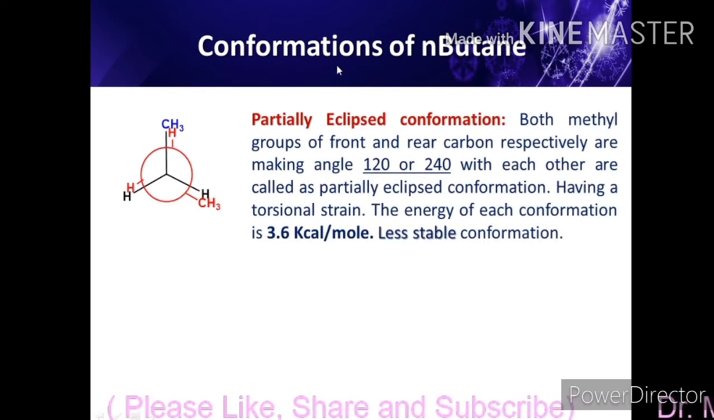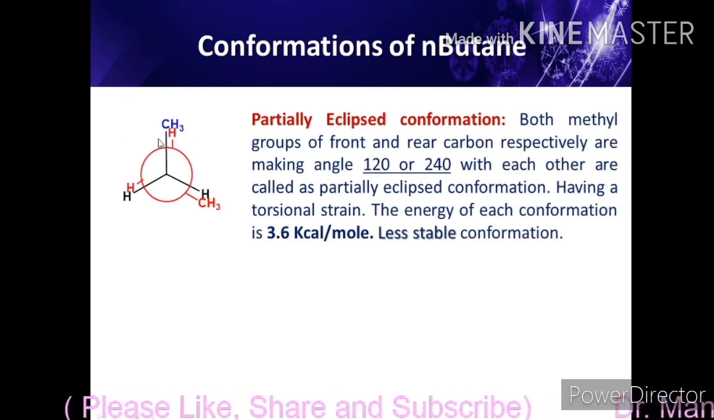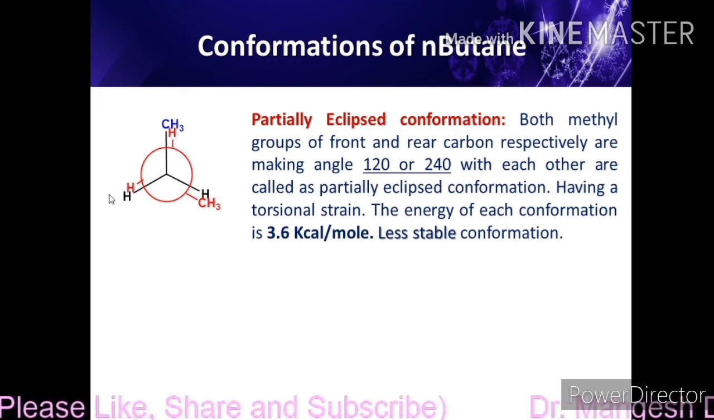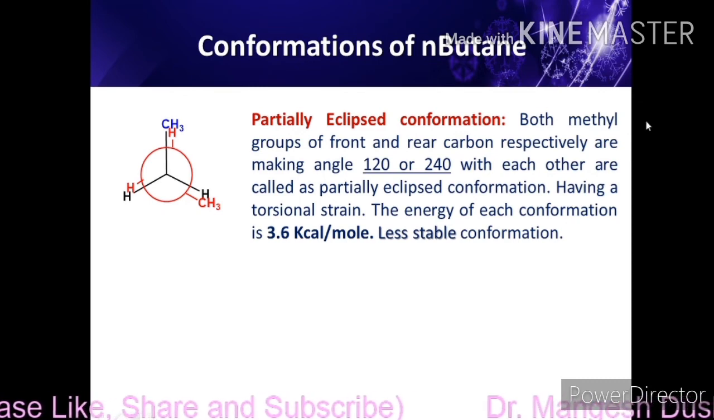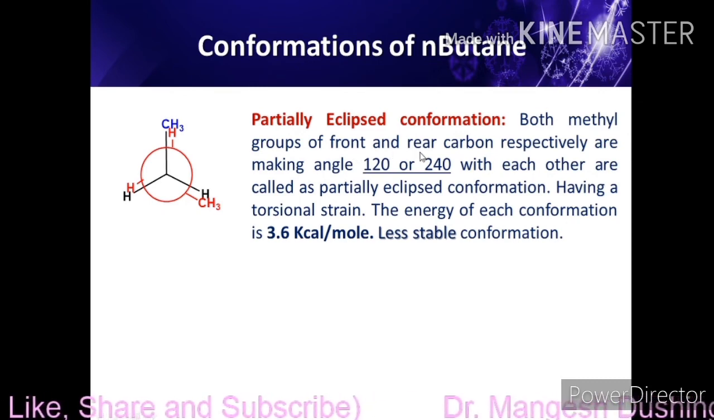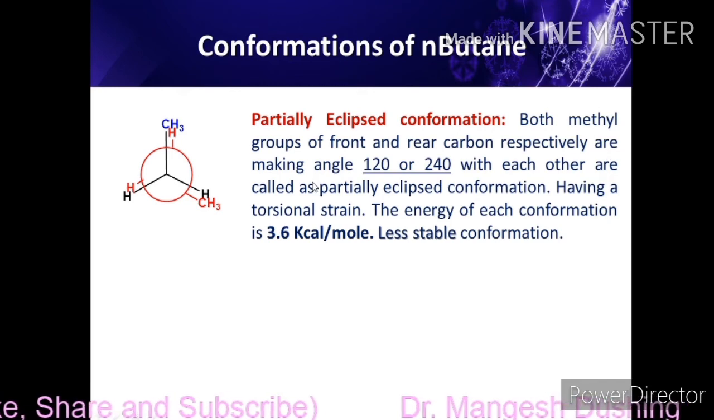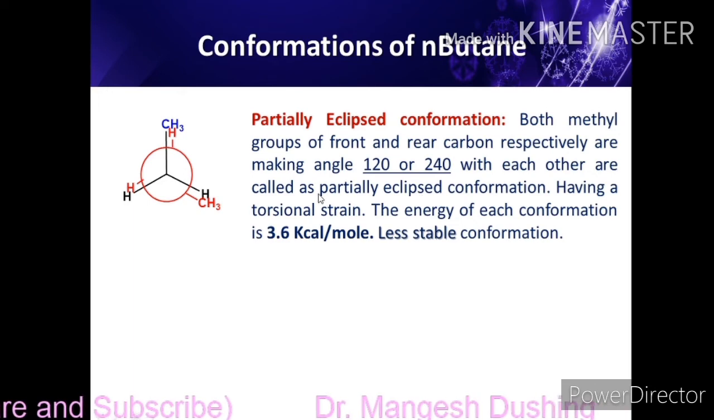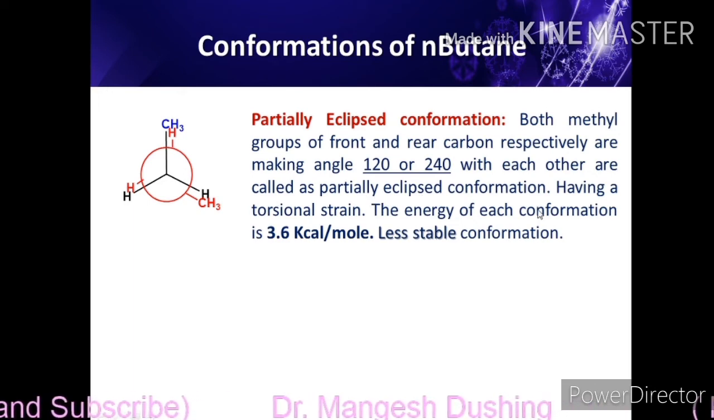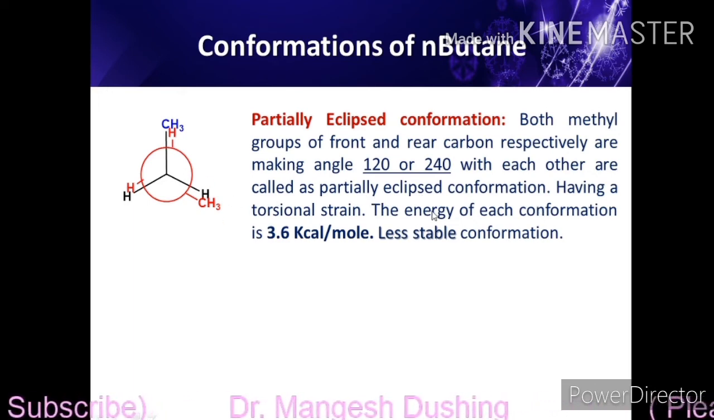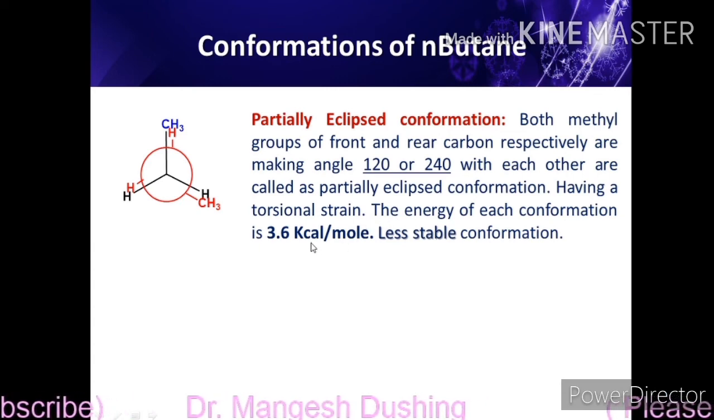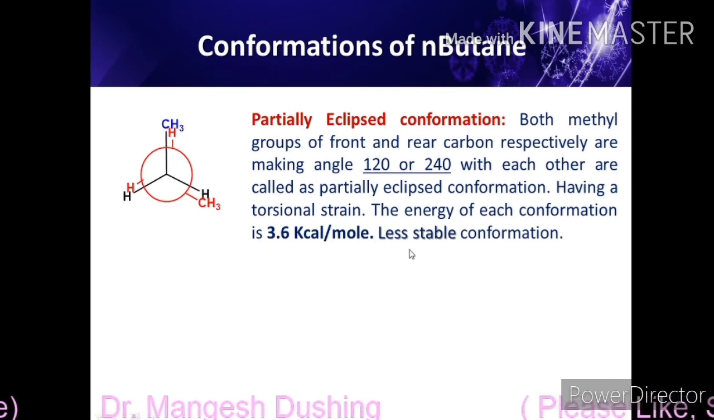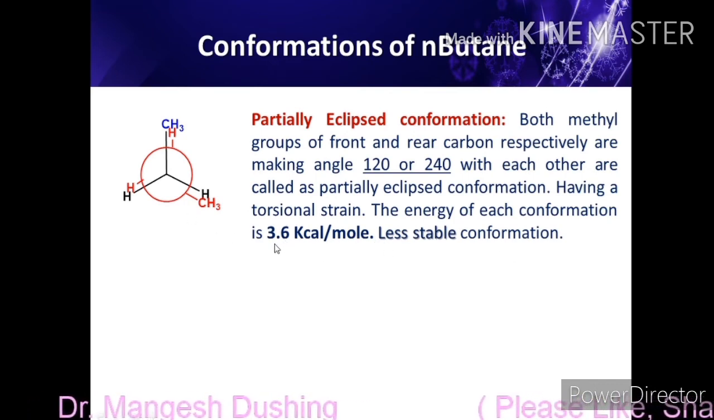Next, that is partially eclipsed conformation, where methyl and hydrogen are parallel to each other. So both methyl groups of front carbon atom and rear carbon atom make an angle of 120 or 240 with each other. Those are called partially eclipsed conformation. It has a high torsional strain, around 3.6 kilocalorie per mole. This is again less stable because energy is high.